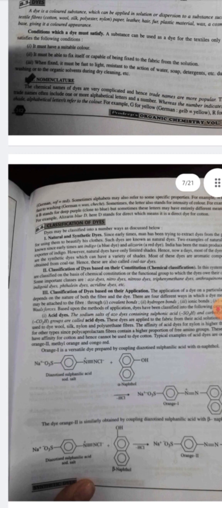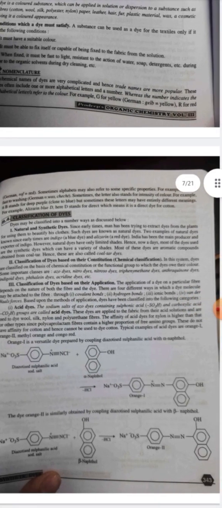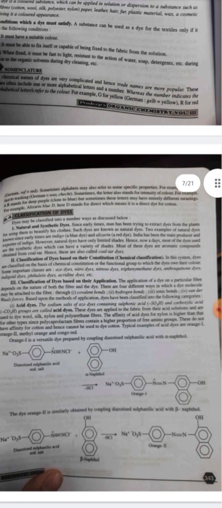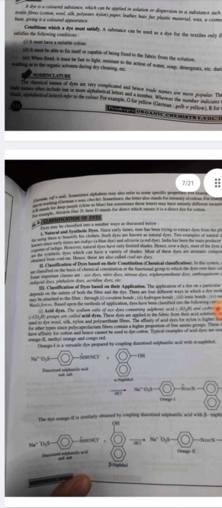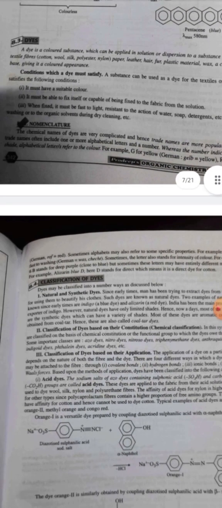Section 8.3.1, Nomenclature. The chemical names of dyes are very complicated and hence trade names are more popular. These trade names often include one or more alphabetical letters with a number, where the number indicates the shade. The alphabetical letter refers to the color.